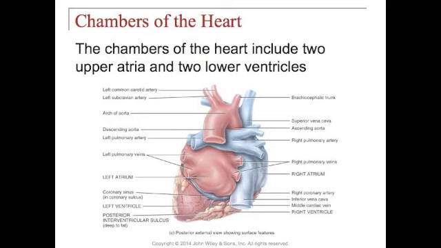And this is figure 20.3 continued, but now we're on page 732. And this just shows the chambers of the heart, including the upper atria and the 2 lower ventricles, but now we're looking at a posterior view of it.